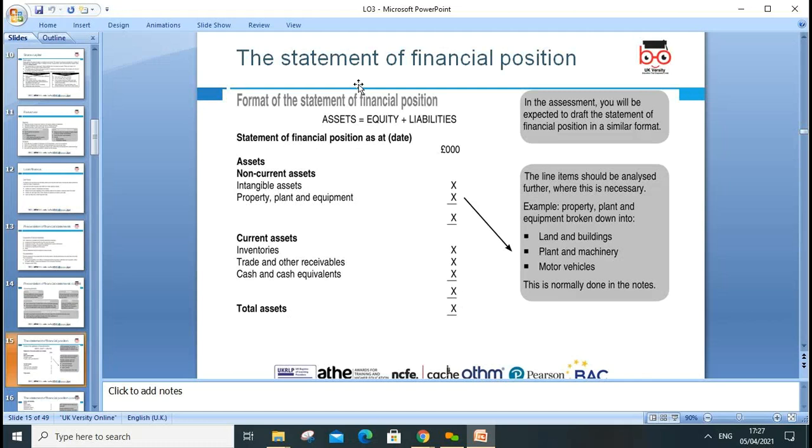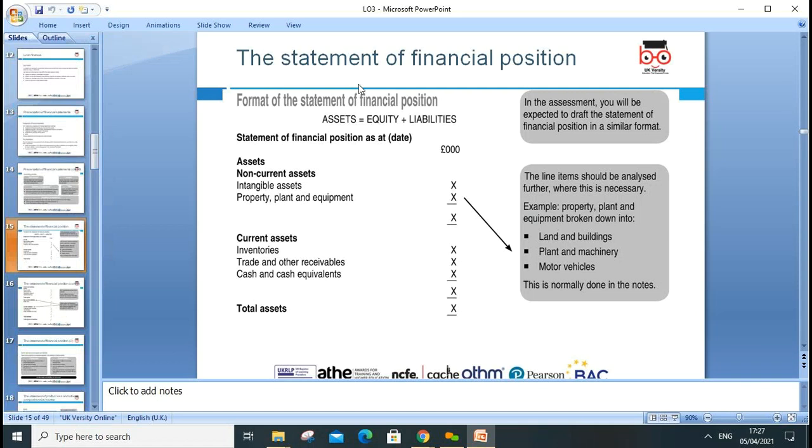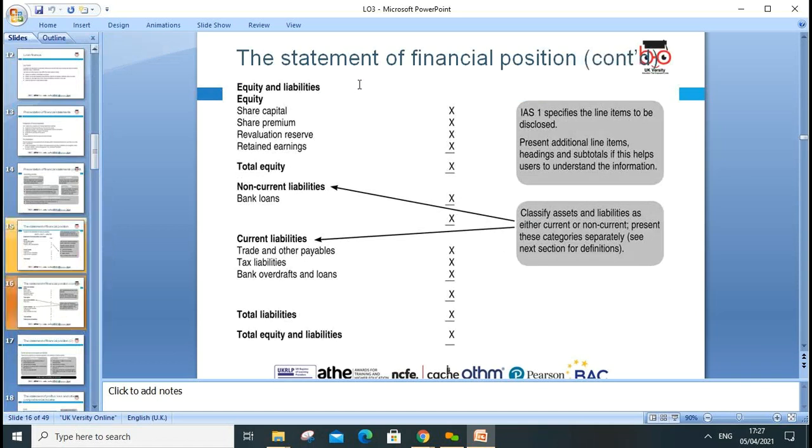Okay, so our balance sheet, the statement of financial position, can look like this. We have assets: a non-current asset means long term. Then we have a current asset, which means short term, within a year, like inventory, trade receivables, and cash. If you have any questions, please ask, or you can chat as well.